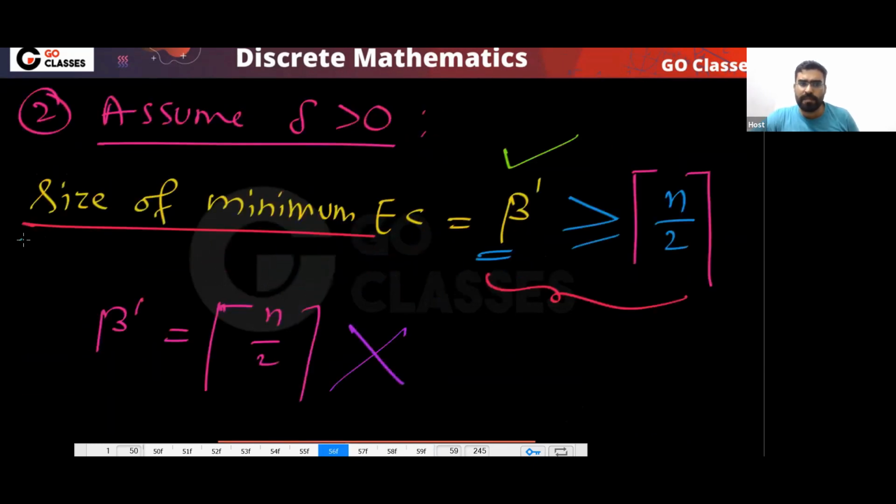Very simple statement. Size of minimum edge cover will be greater than or equal to n by 2 ceil. But if this is equal to n by 2 ceil, no. This is greater than or equal to n by 2 ceil. Only this we can say. We cannot say this.